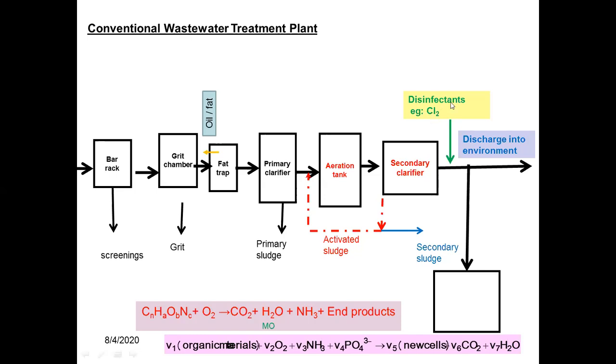An example of a disinfectant is chlorine. Besides that, we can use ozone, calcium hypochlorite, sodium hypochlorite. If the nutrient conditions, the nitrogen and phosphorus concentrations, are high, and if there are other toxic materials, then we cannot discharge the water into the environment. We have to send it for further processing, to the tertiary treatment processes or advanced treatment processes.